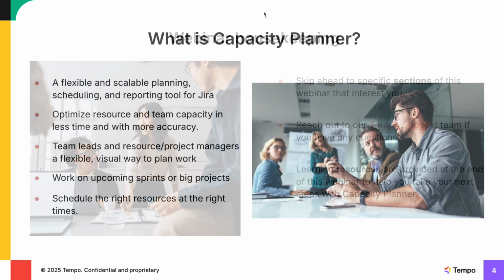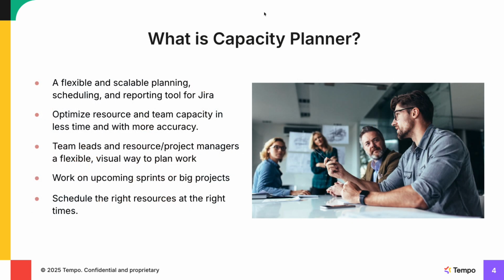So, what is Capacity Planner? It's a flexible and scalable planning, scheduling, and reporting tool for Jira that enables organizations to optimize resource and team capacity in less time and with more accuracy. Capacity Planner helps you move from guesswork to clarity. It gives team leads and resource or project managers a flexible, visual way to plan work and see where there's availability or overload. Whether it's work for the upcoming sprint or for a big project slated to start months from now, Capacity Planner helps organizations schedule the right resources at the right times.